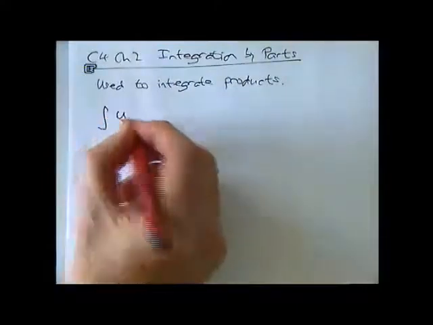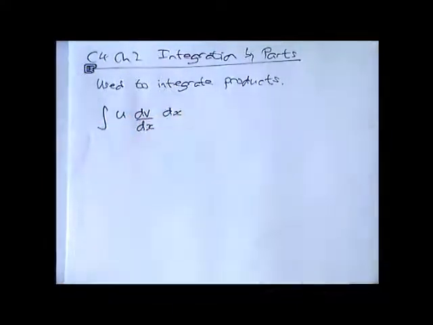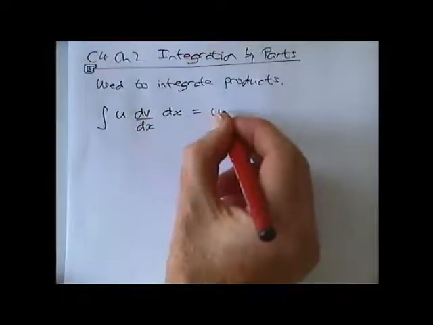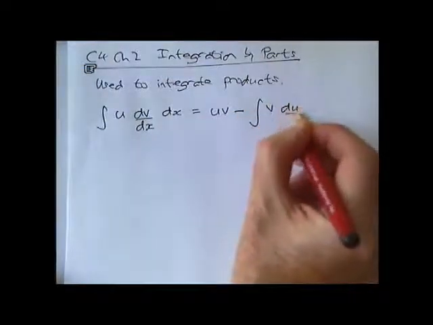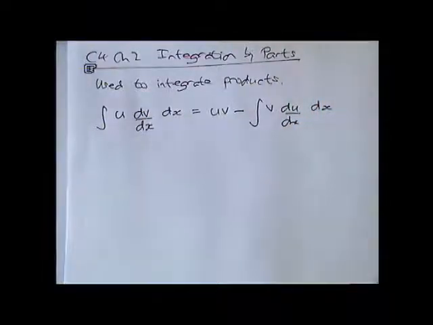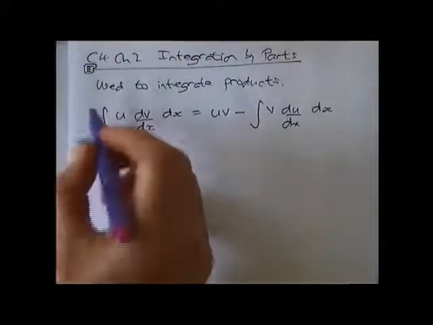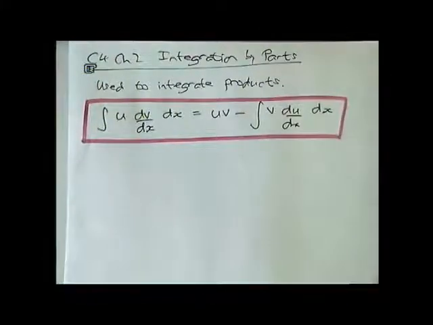So if we integrate u dv dx with respect to x, we get uv minus the integral of v du dx dx. That is the rule for integration by parts, the formula. Please use good colour in your notes to highlight these key things. I will keep going on about my red box rules. This is sort of one of them.